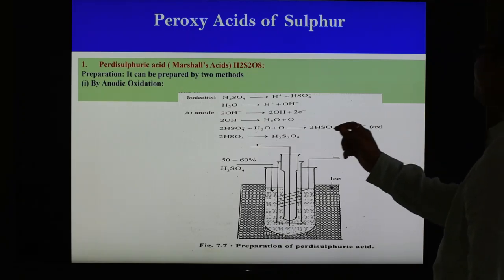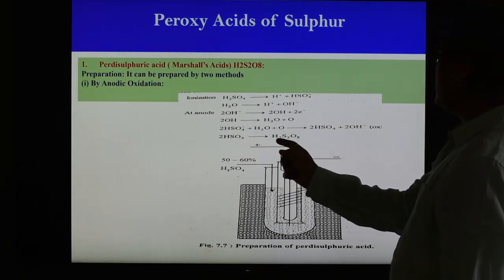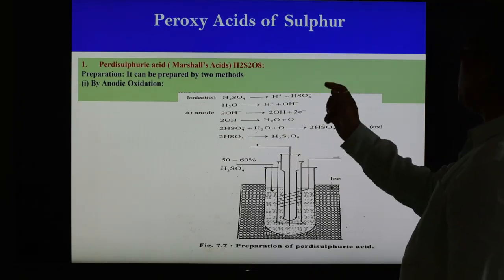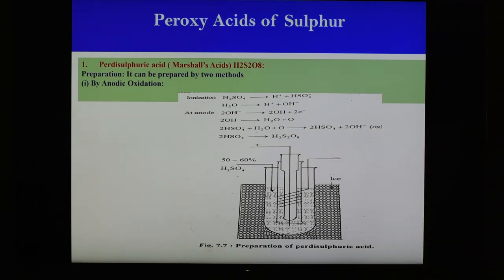So this is the oxidation, and this 2 HSO4 is nothing but H2S2O8. This is perdisulfuric acid. So at the anode we get this Marshall's acid, and in this way this compound can be prepared.